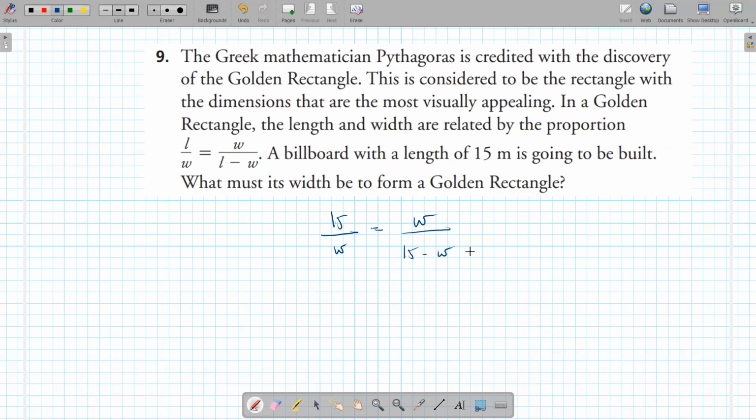Do you like cross multiply? Yeah. What's 15 squared? 225. So 225 minus 15w is equal to w squared, okay? Move everything to the same side. I always like my a value to be positive, so I'm going to move these two.